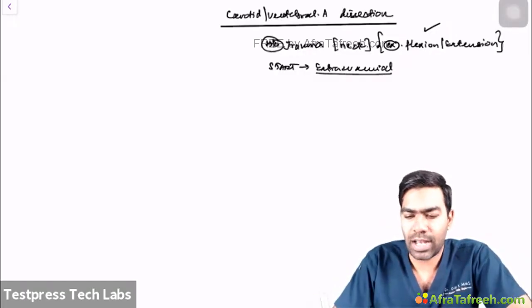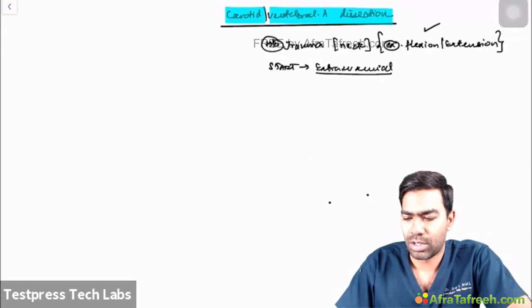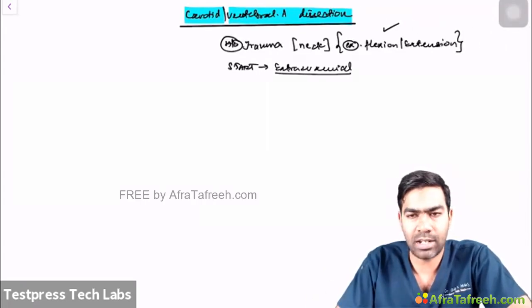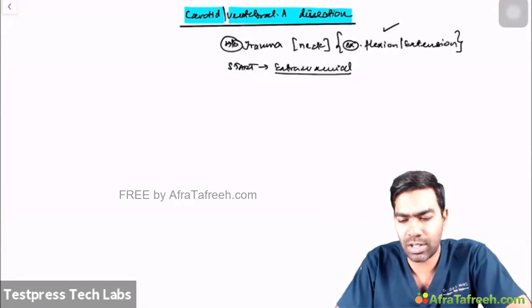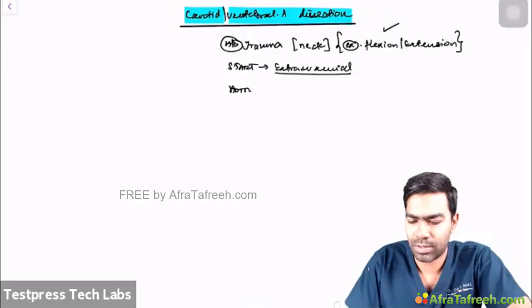So what we are actually talking about is the extracranial carotid and vertebral artery dissection. So that's what happens in this setting. So what will be the features? Apart from the history of trauma that we are having in this setting, most importantly, there is another feature that is very common in both carotid and vertebral artery dissection, that is a Horner syndrome.